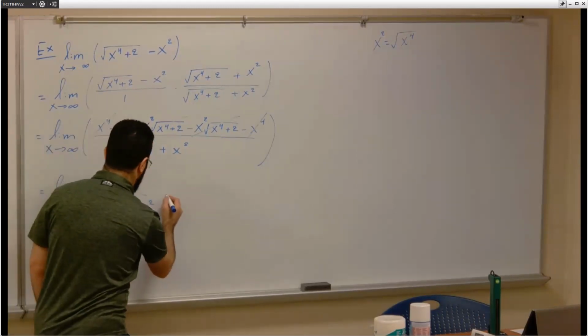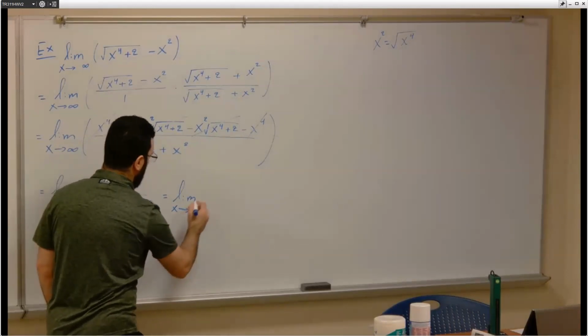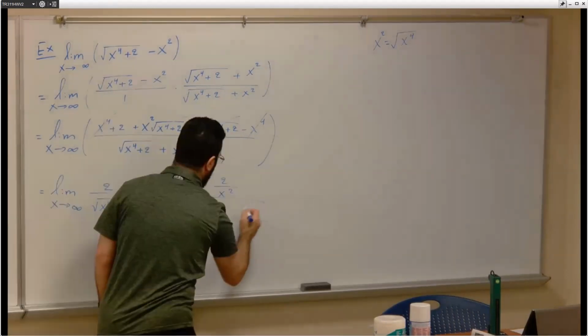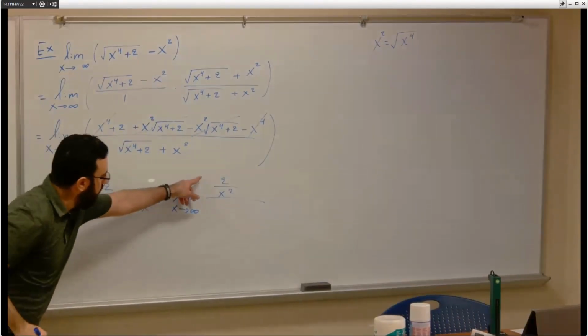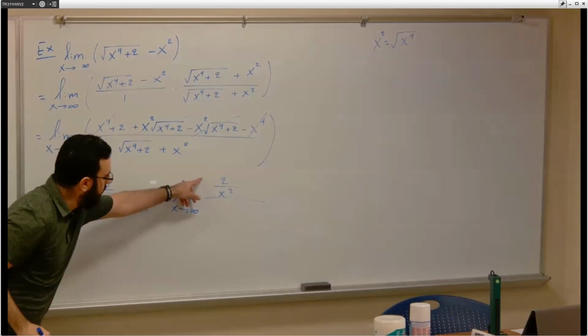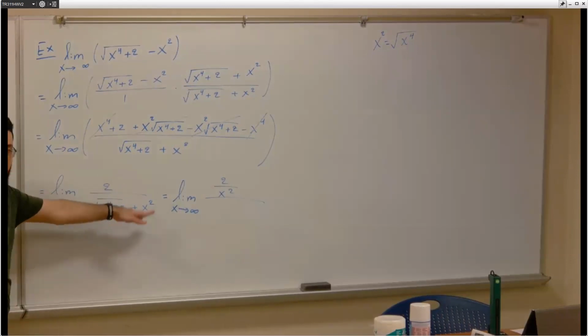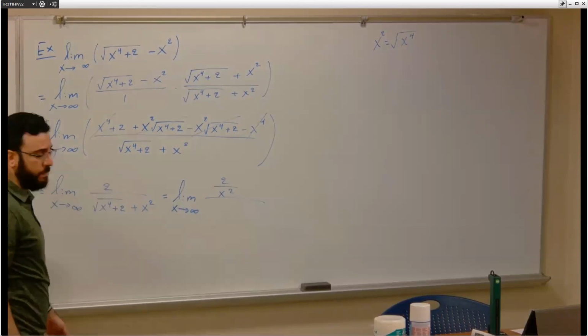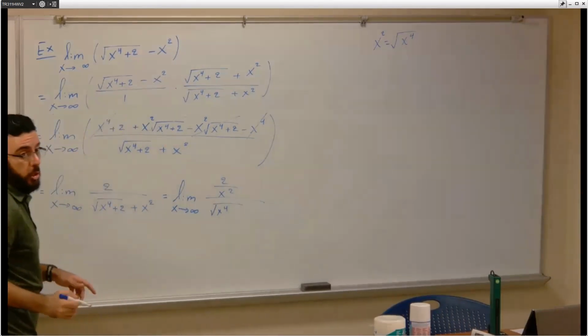That means this one is equal, for x approaching infinity, to 2 divided by x squared. And I can tell 2 divided by x squared is going to be 0. 0 divided by anything is going to be 0. So I can tell by just dividing by x squared, that's it. The result is going to be 0.